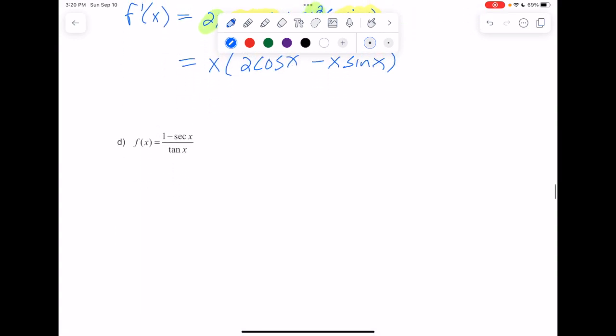And in a similar vein, here's one where we have a quotient. We probably could do some manipulating around with the secant and the tangent to get that in terms of sines and cosines, but I don't think all that manipulation would end up making this not be a quotient rule. So we're stuck doing the quotient rule here, so let's think about the pieces. For our numerator, we have 1 minus secant x. For our denominator, we have tangent. So as we apply the quotient rule, we'll have to think about those pieces.